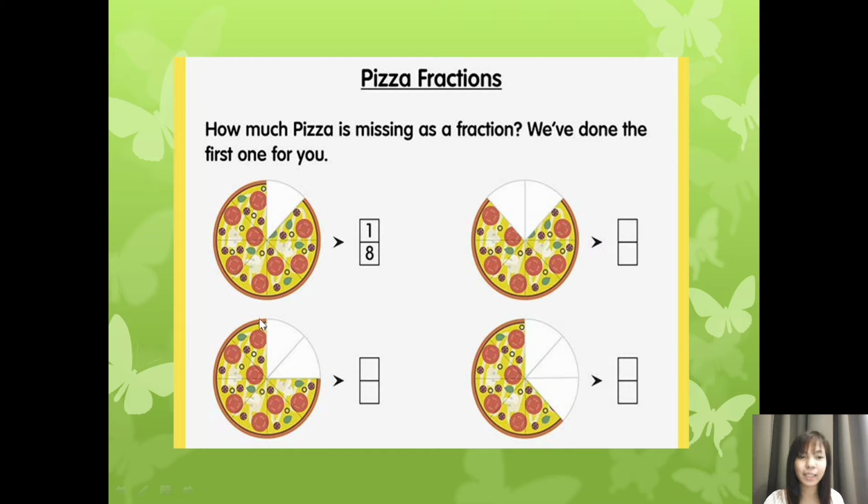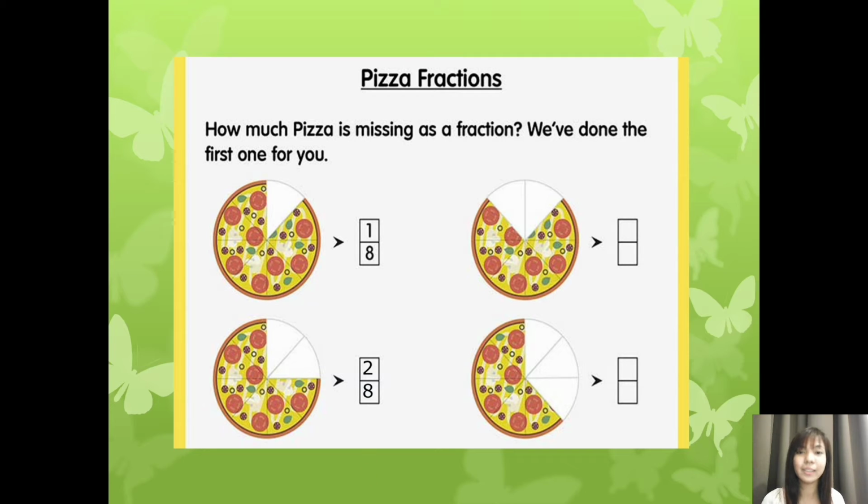How about this one? The second pizza. How many are missing here? 1, 2. So we have 2. Alright. And then how many parts as a whole? The total parts? Let's count. 1, 2, 3, 4, 5, 6, 7, 8. So the same as the first one. It has 8 parts.